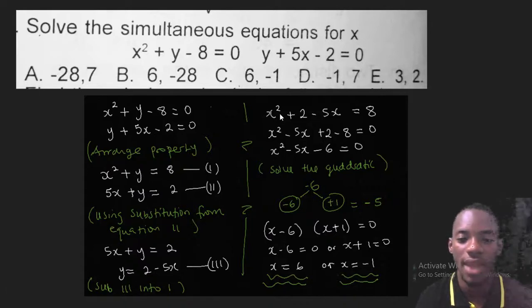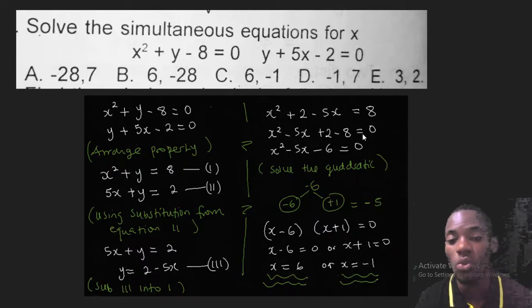So s squared is still s squared. Then instead of y, I'll put 2 minus 5x equals 8. And that will give me s squared minus 5x plus 2. This 8 will come over here and become minus 8 equals 0. This is going towards a quadratic equation. Now s squared minus 5x plus 2 minus 8 is minus 6 equals 0.